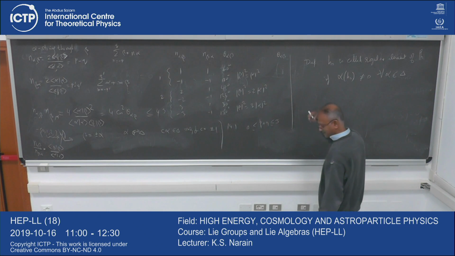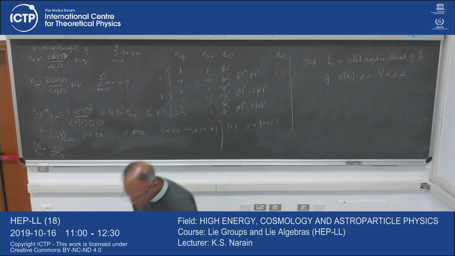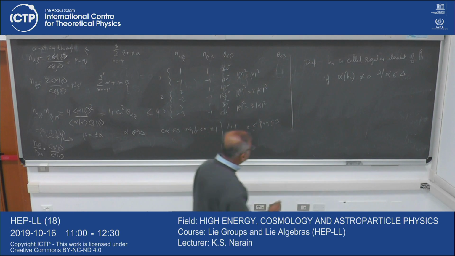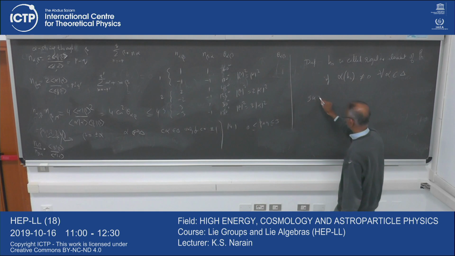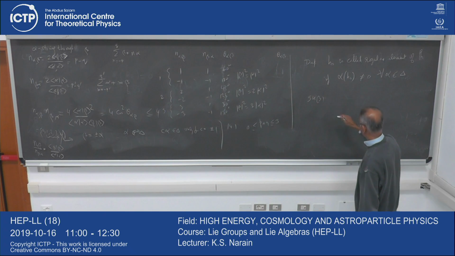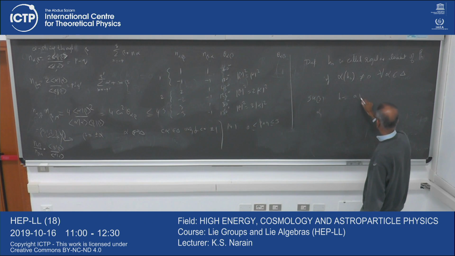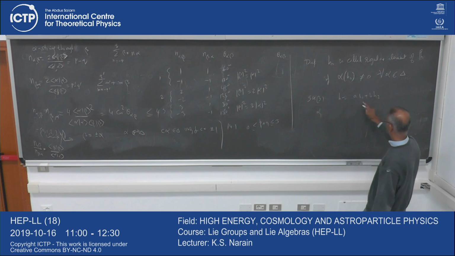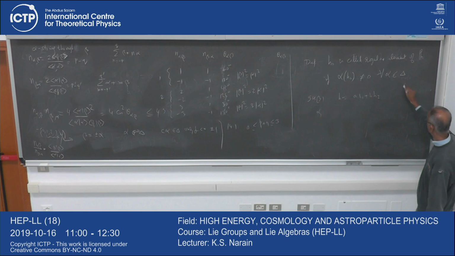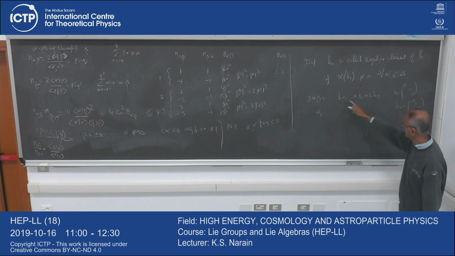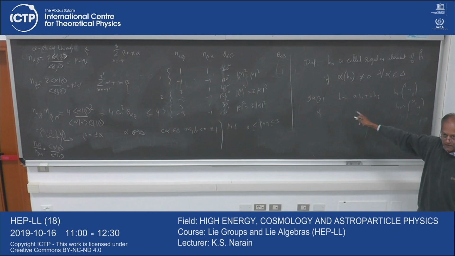Do any of you remember that? We had this for SU3, just taking the example of SU3. If you write H equal to A H1 plus B H2, where H1 and H2 were those bases, we chose H1 equal to (1, -1, 0), H2 equal to (0, 1, -1). Any Cartan subalgebra element I can write as a combination of H1 and H2.